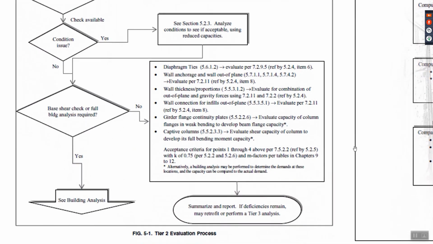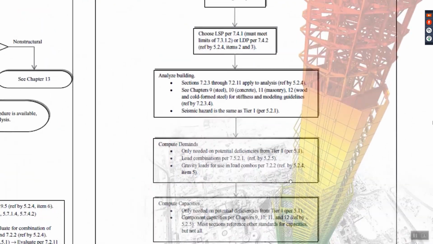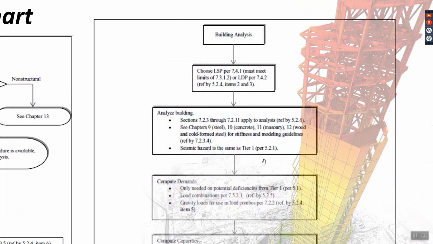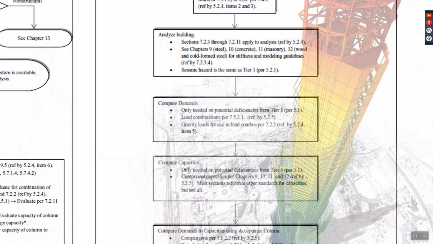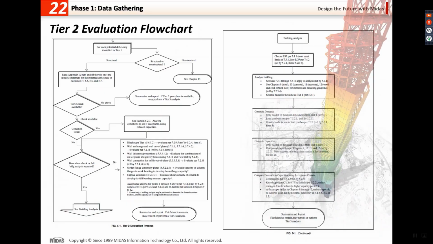If you will be doing a building analysis, there is also a workflow for performing the analysis. You choose what type of analysis you should do, either LSP, the linear static procedure, or the linear dynamic procedure. Then analyze the building, check the demands, compute the capacities, compare the demand and the capacity, and summarize the report. After that, you may proceed with the retrofit design or perform Tier 3 analysis if this Tier 2 evaluation is not sufficient.